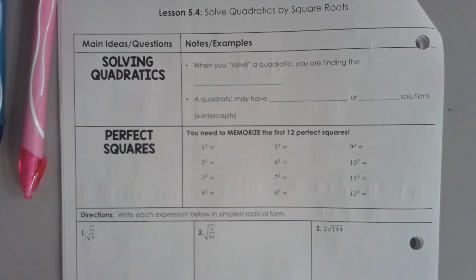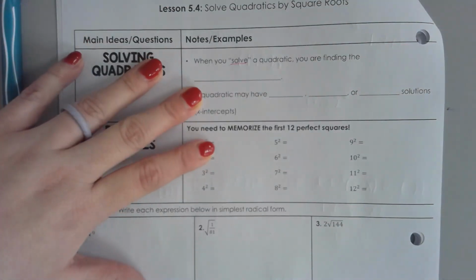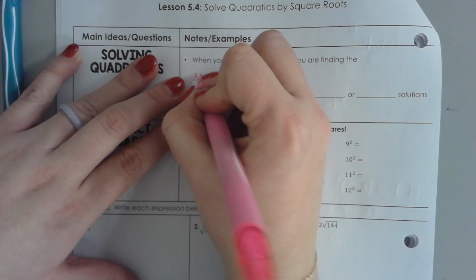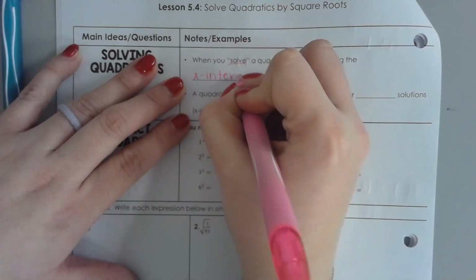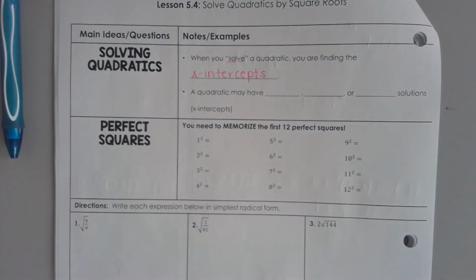So when you solve a quadratic, essentially you are finding the x-intercepts. So we've looked at standard form and vertex form. You found the vertex, you found the axis of symmetry, you found the y-intercepts, possibly, the max, the min. But one thing you have not found from an equation are the x-intercepts. And we're going to spend pretty much the rest of this unit finding x-intercepts.